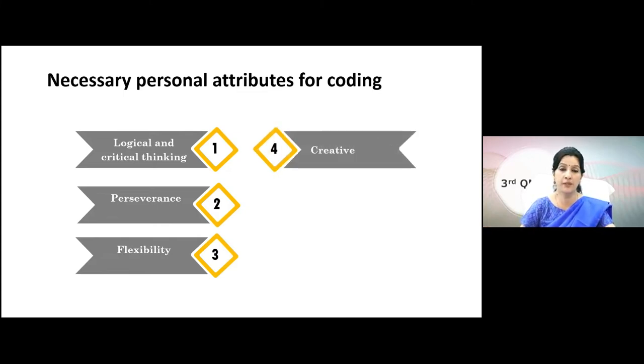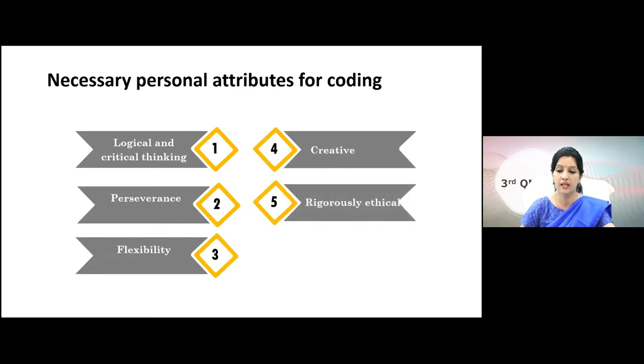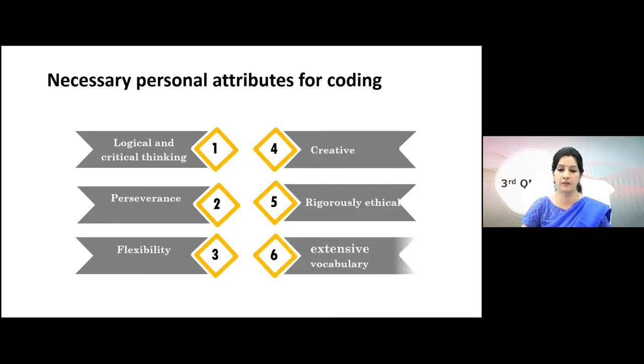You should be creative, because qualitative research is all about creation and thinking. You should be rigorously ethical. Why is that? Because you should not sideline the opinion of a person with whom you don't agree, because it is you who will bring those issues up, with agreement or disagreement. Even if you don't agree with someone, due to your personal biases, you should not sideline that interview or that verbatim. That is what we mean by rigorously ethical. Try to give all the perspectives. And then you should have an extensive vocabulary, because that is very essential.